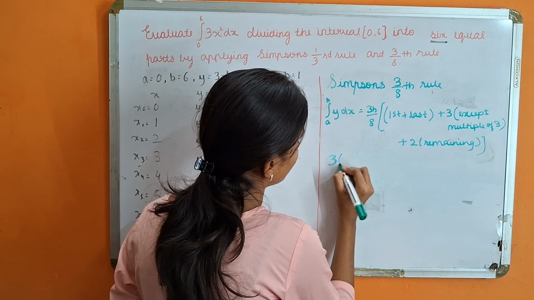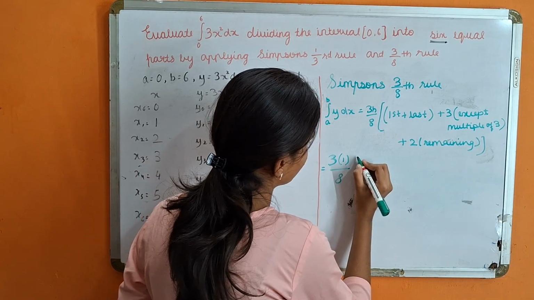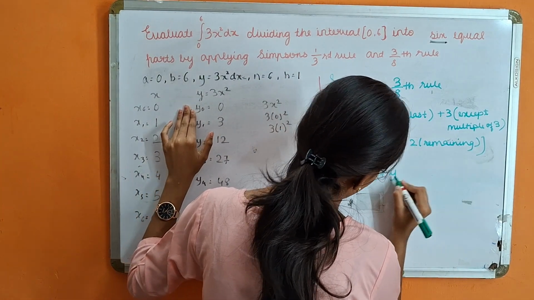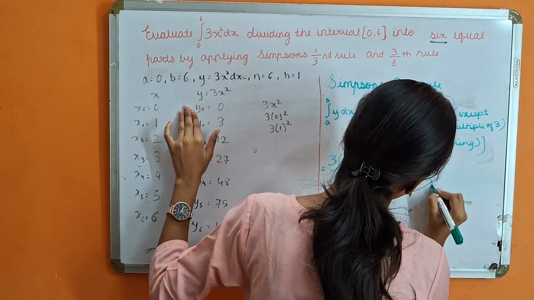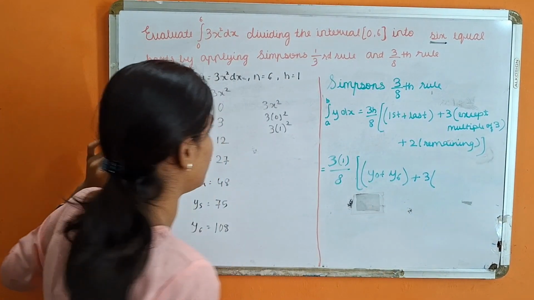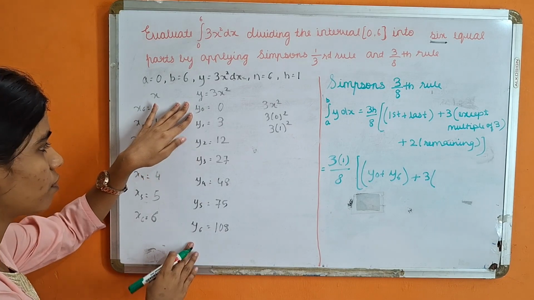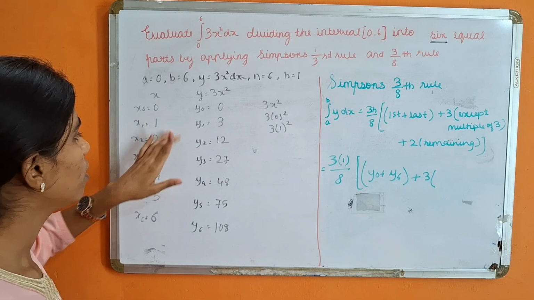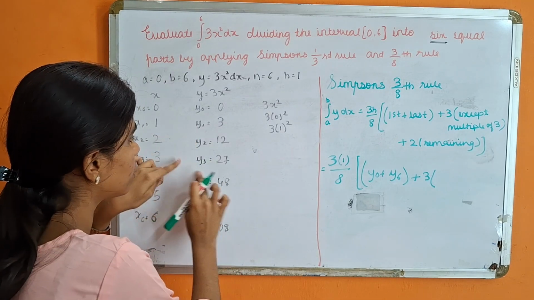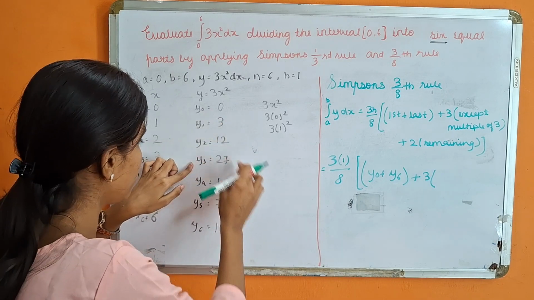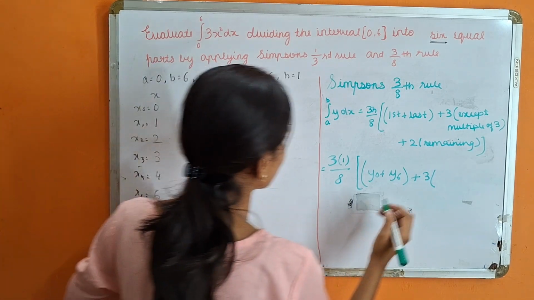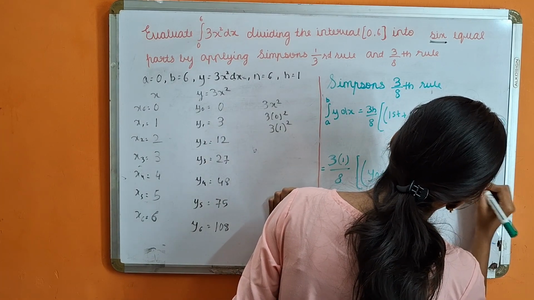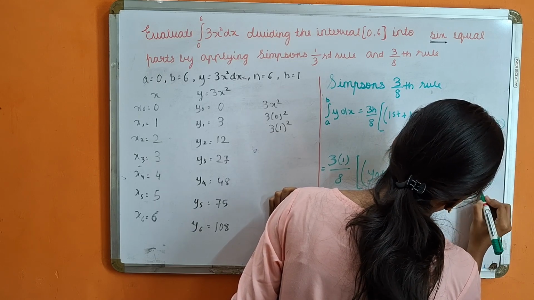3h by 8 is equal to, in bracket, your first is y0, your last is y6 plus 3 times of except multiple of 3. Now see, 0 and 6, you have removed this. Now what you have? 1, 2, 3, 4, 5. So which value is a multiple of 3? Only 3. Okay. So only this term is a multiple of 3. Remaining y1, y2, y4, y5 are not. So you have to write all those terms. y1 plus y2 plus y4 plus y5.